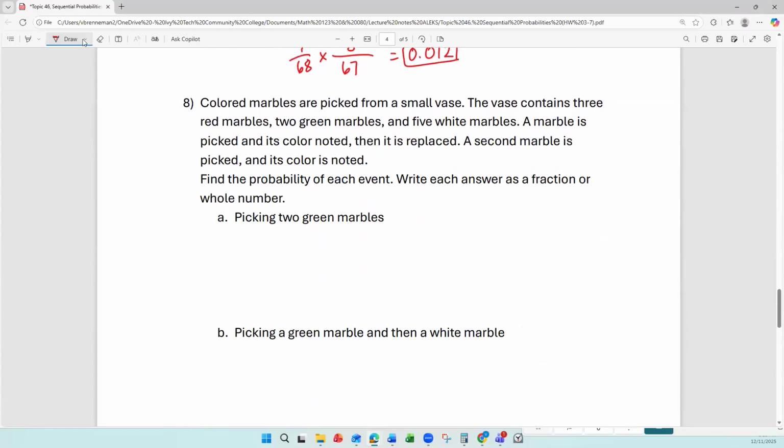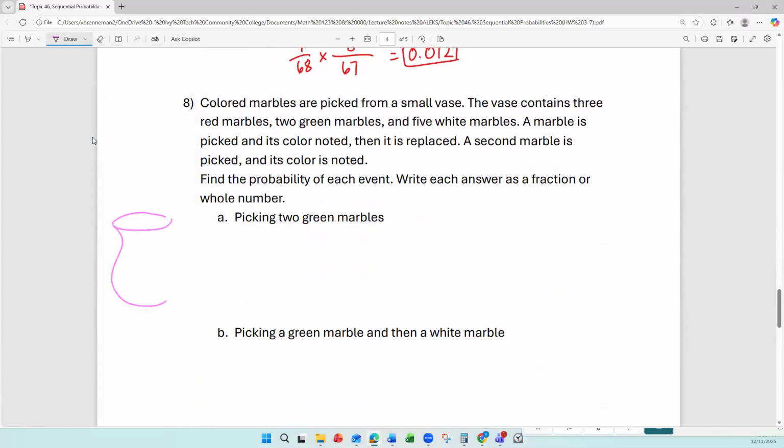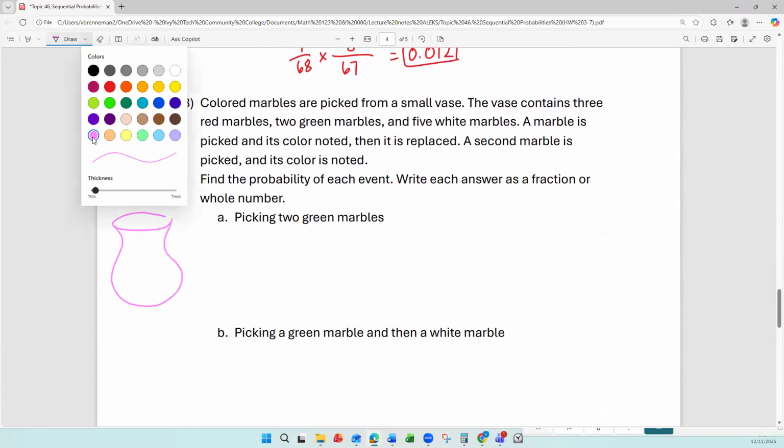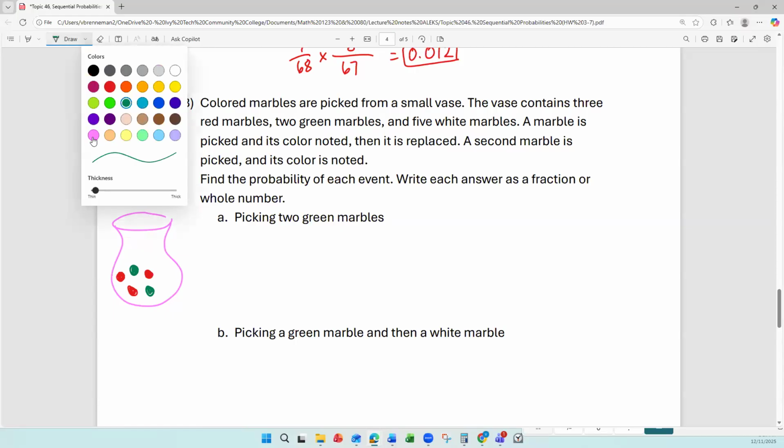Number 8, we have a vase with marbles in it. And the marbles are 3 red marbles and 2 green marbles and 5 white marbles.